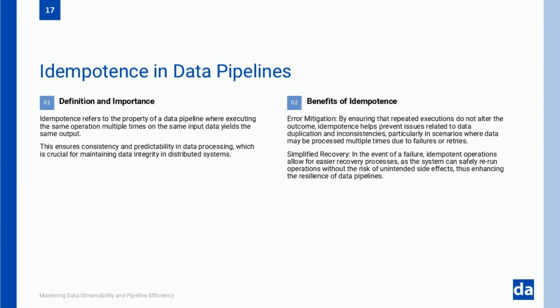2. Benefits of idempotence. Error mitigation. Idempotence prevents issues like data duplication or inconsistencies when operations are repeated due to failures or retries. Simplified recovery. It makes recovery processes easier, as pipelines can safely rerun without the risk of unintended side effects, enhancing resilience and maintaining data integrity.